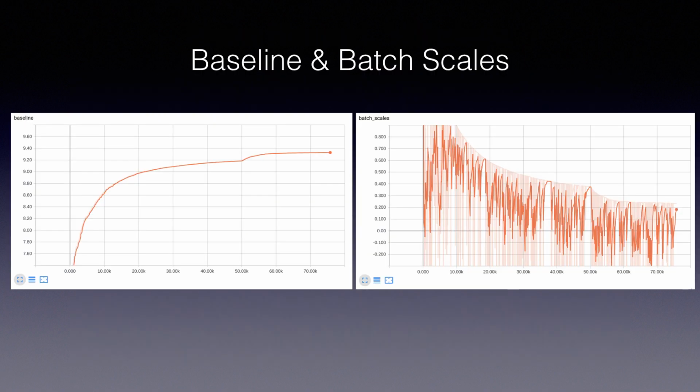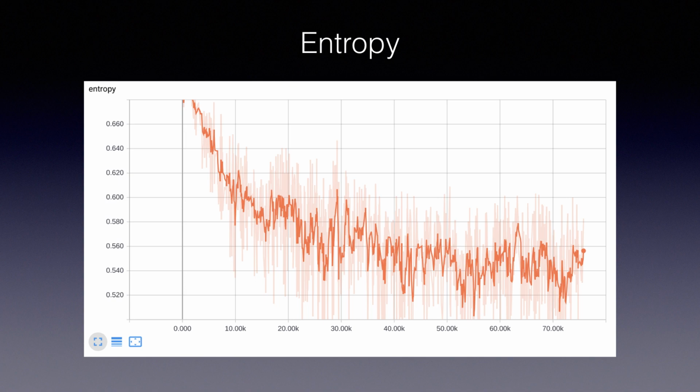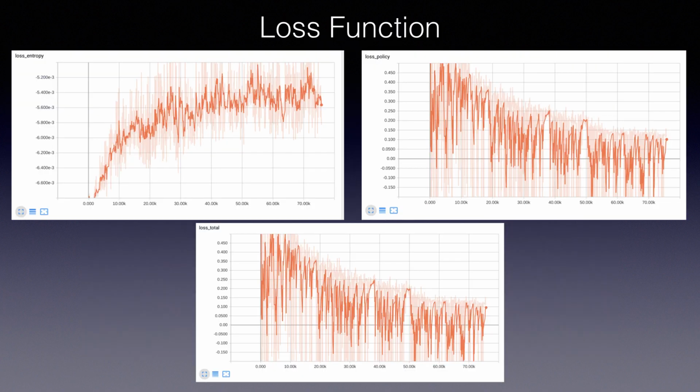This is the average reward over a 10-step period, and the environment gives us a reward of 1 per step. So with the discount factor of 0.99, we can expect this to converge around 9.5, which is exactly what it's doing. The batch scales are decreasing over time, which means that the actual rewards are getting closer and closer to the expected rewards. Entropy is decreasing over time, which shows that the policy is getting more and more certain over which action is correct. Here we compare the individual components in our loss function.